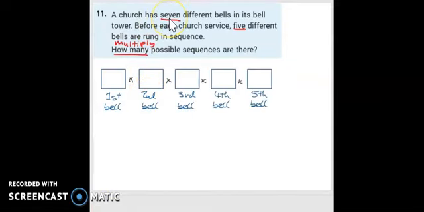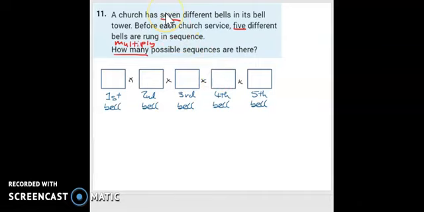So there's 7 bells in the bell tower, and before each church service, 5 different bells are rung in a sequence. So I've drawn out 5 boxes. The first box represents the first bell, the second box represents the second bell, and so on down as far as the 5th bell. The phrase how many makes us think multiply, so I've got multiplication symbols in between each of my boxes.